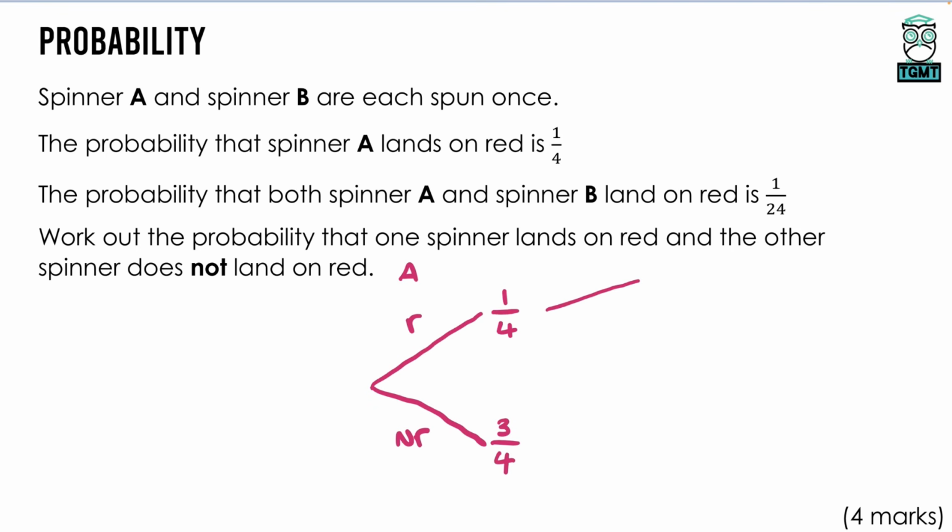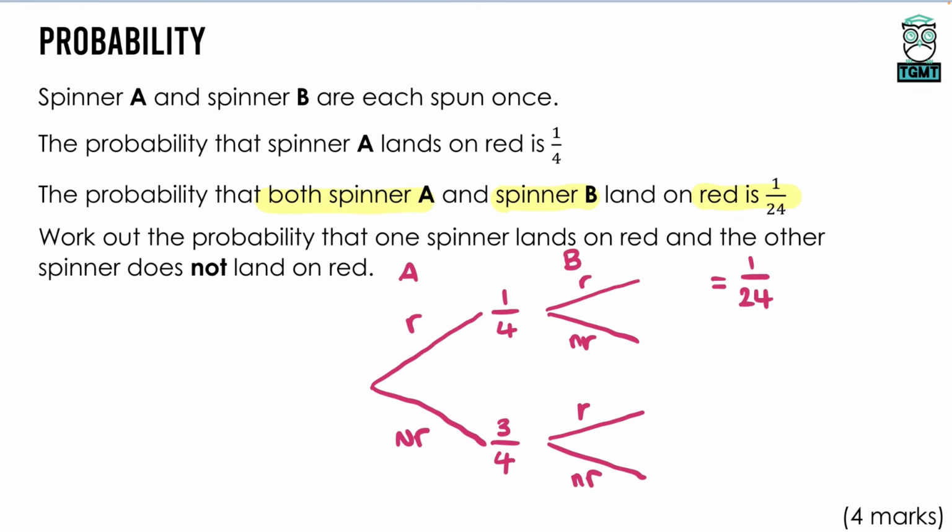We then have a set of branches to represent spinner B. It doesn't tell us what the probability of red or not red is, but we'll label the branches as it does tell us that the probability that both spinner A and spinner B land on red is 1/24. Ultimately, that means this answer over here for these two sets of branches, A and B both landing on red, is going to be 1/24.